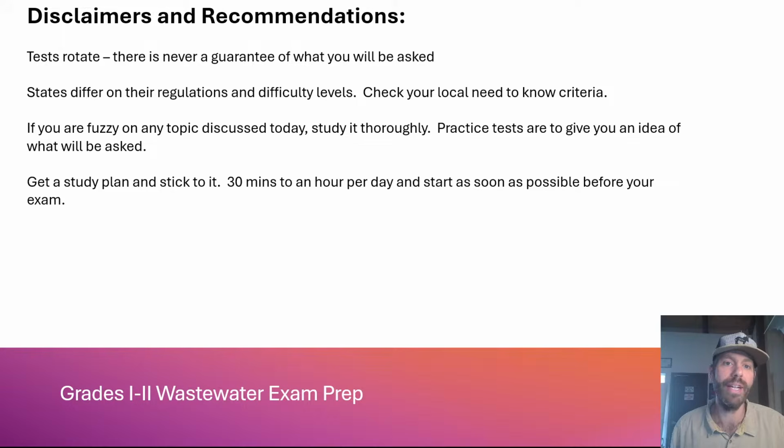States differ on the regulations and difficulty levels. So California grade 2 might not be level 2 Oklahoma, for instance. And just like D Blue said, I think it's a grade 2 level. It's kind of hard to parse out between the states what is a level 2 and level 3. So make sure you're looking at your local need to know criteria. The websites of all these states tell you what you're supposed to study. Some of them are more vague than others, but still, it'll point you in the right direction.